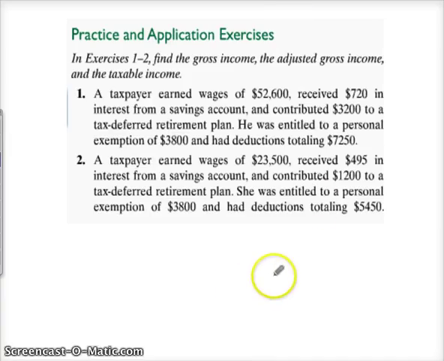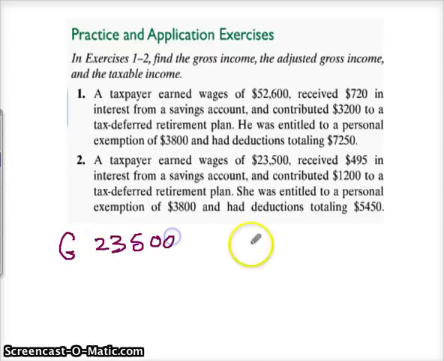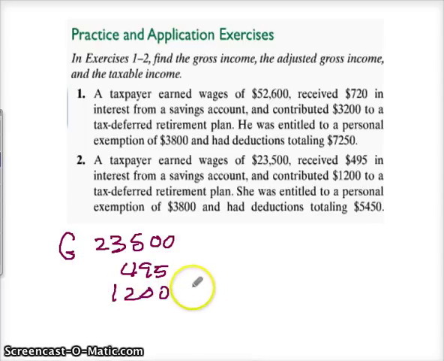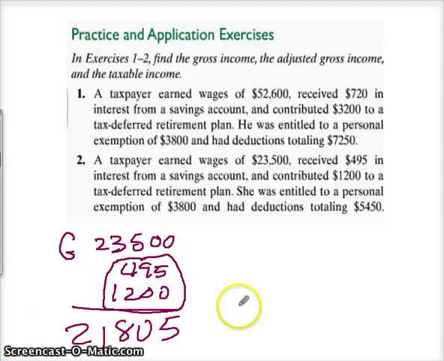All right, so what I want you to do with 1 and 2, let's just do 2 for example. Okay, find the gross, adjusted, and taxable income. All right, so the first thing I want you to do is just write the facts out, 23500. And the adjustments was 495 in interest from a savings account and 1200 from a retirement plan. And so now we want you to find the AGI. So to find the AGI, we're going to subtract these two values from the gross. Okay, so I got that number.